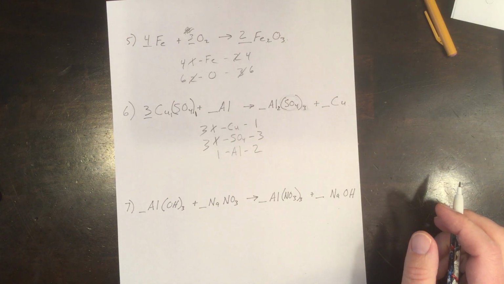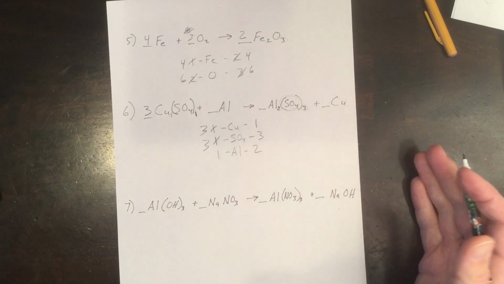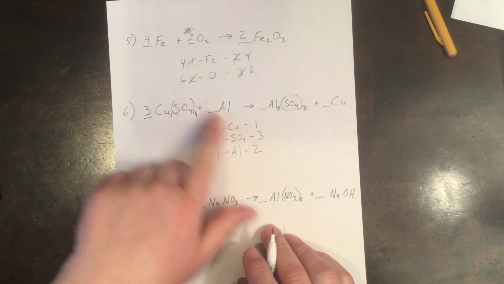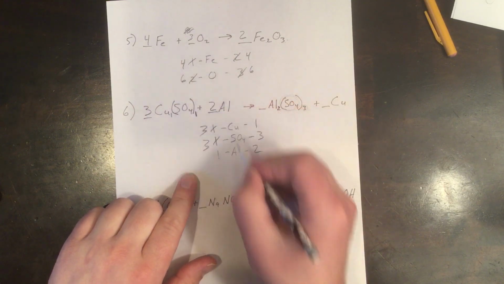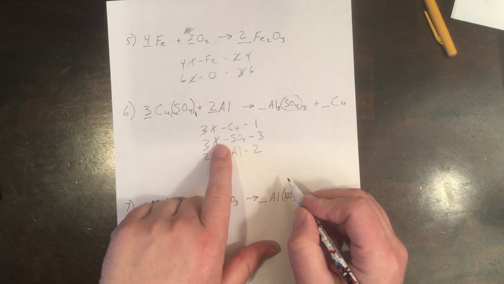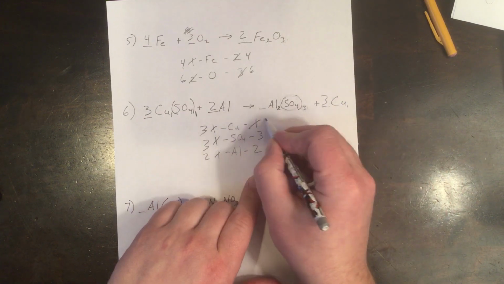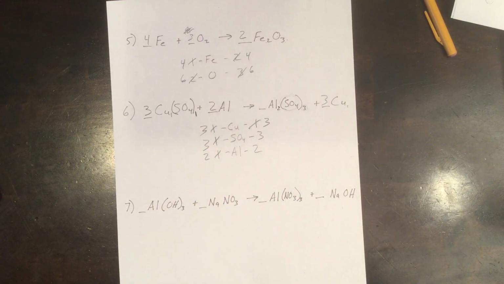Okay. And so now we need to balance the aluminum and the copper. So let's fix this left side total up here. So 2, 2. Now these are all balanced. And then copper, 3. 3 times 1 is 3. So that's totally balanced now.